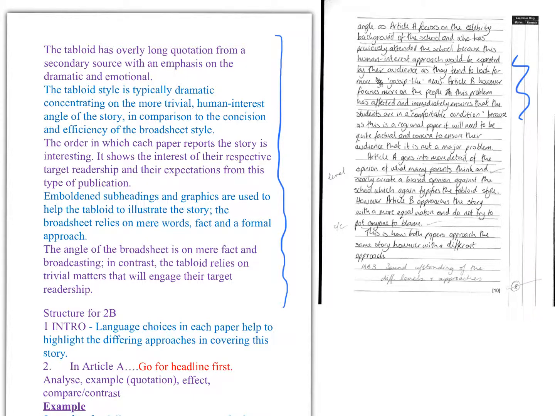Again, you can see here Article A focuses on the celebrity background of the school and who has previously attended the school, because this human interest approach would be expected by their audience, as they tend to look for more gossip-like news. She links this point here to her target audience. And then we immediately compare and contrast. Article B, however, focuses more on the people this problem has affected, and immediately ensures that the students are in a comfortable condition. And then because as this is a regional paper, it will need to be quite factual and concise to ensure their audience that this is not a major problem.